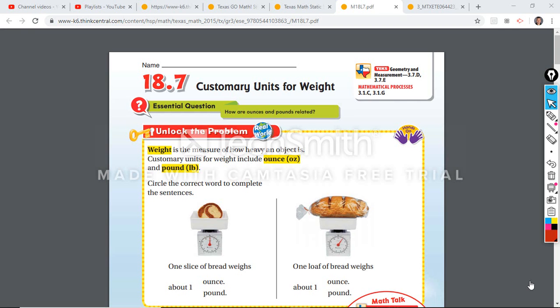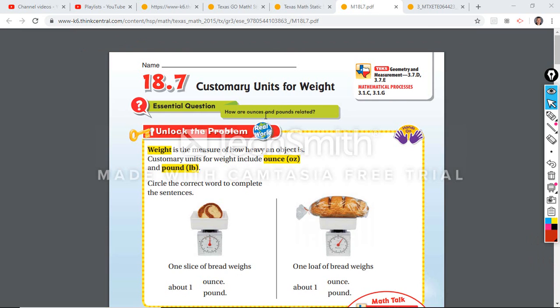We are reviewing our new lesson for today. It's 18.7, and we're looking at customary units for weight. Again, customary units for weight. And we're going to be looking at answering this question: How are ounces and pounds related?